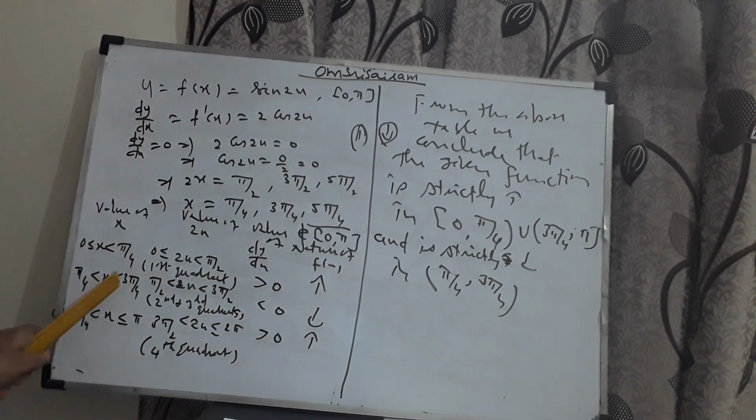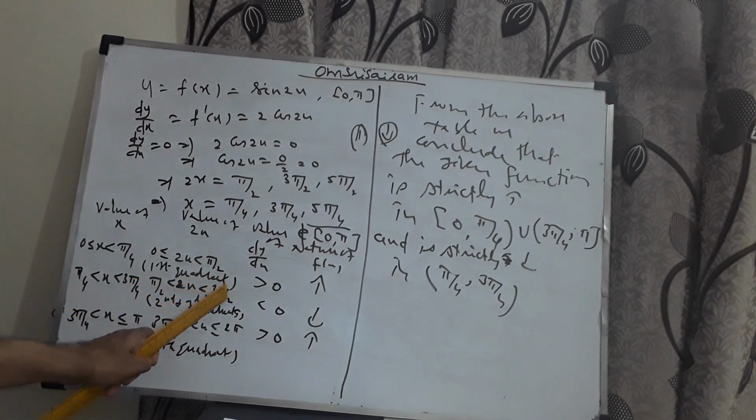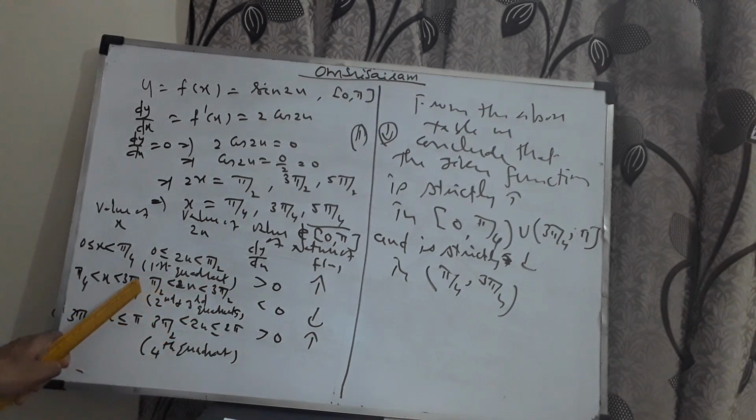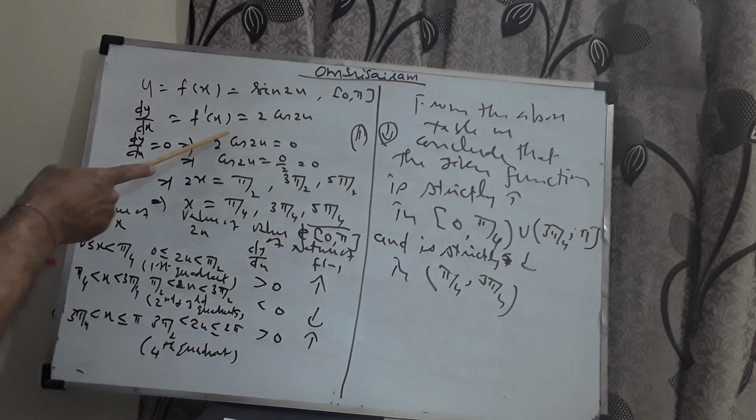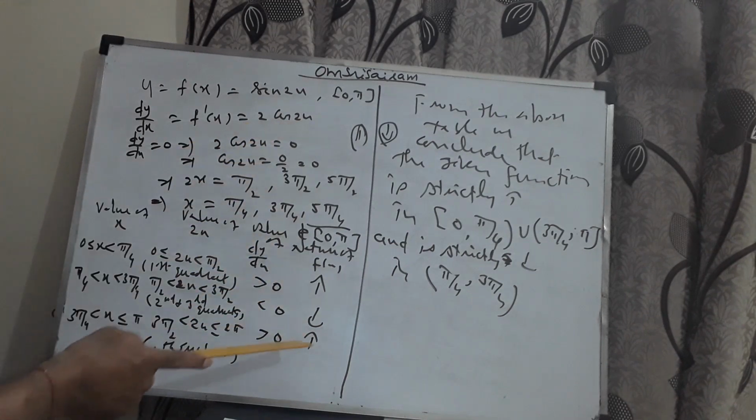This symbol is used for increasing, this symbol is used for decreasing. Then pi by 4 less than x less than 3 pi by 4. Multiply throughout by 2. Pi by 2 less than 2x less than 3 pi by 2. These are angles 90 to 270. Angles in the second and third quadrants. Second and third quadrants, cosine is negative. dy by dx is negative. 2 cos 2x is negative. Function is decreasing.